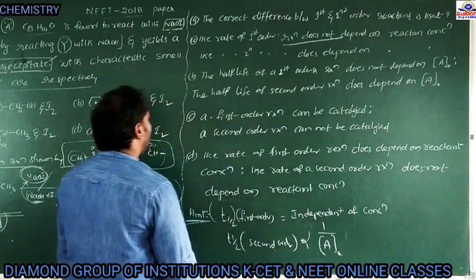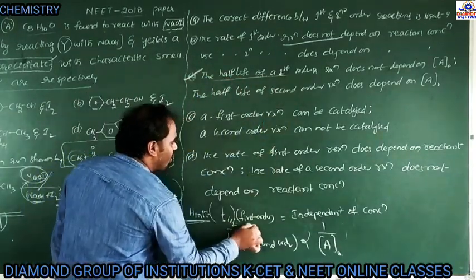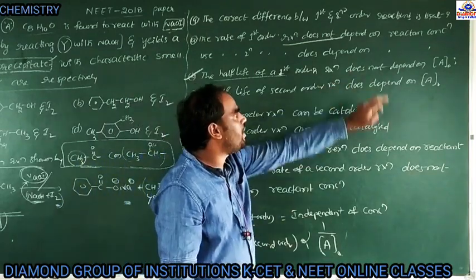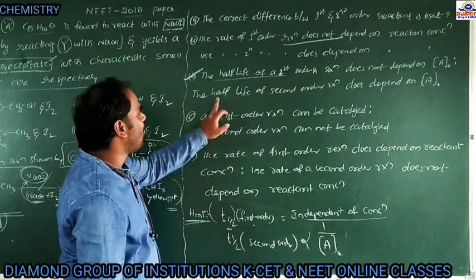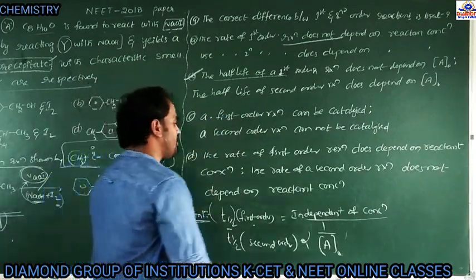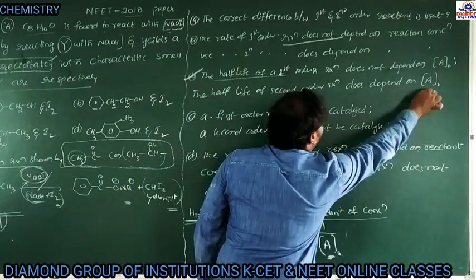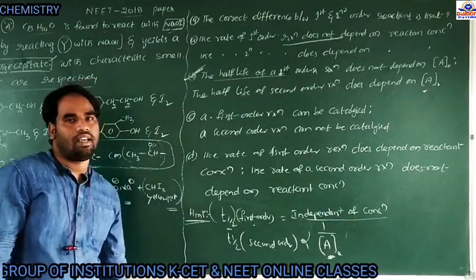So therefore, option B: the half-life of first order does not depend on the concentration of A, it is independent of concentration. But the half-life of second order does depend upon the concentration of A. So B is the correct difference between the first and second order reactions.